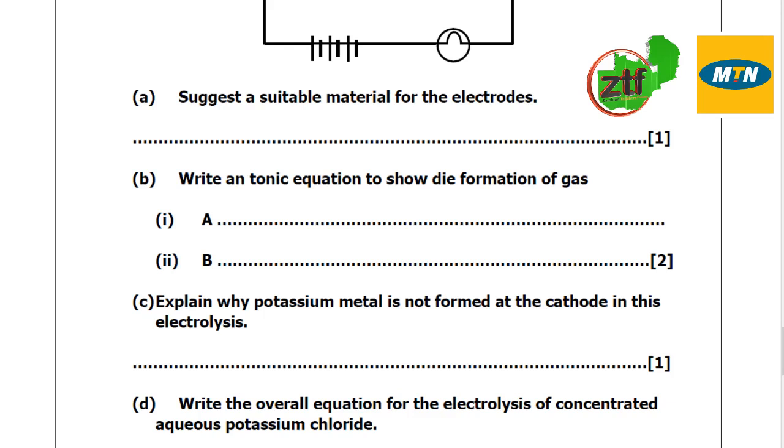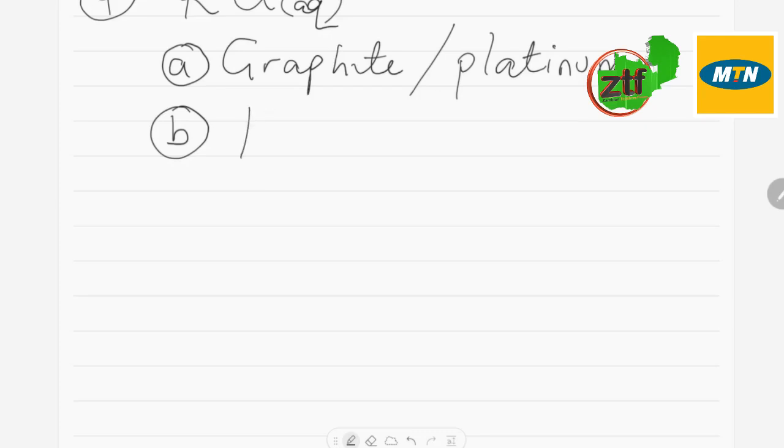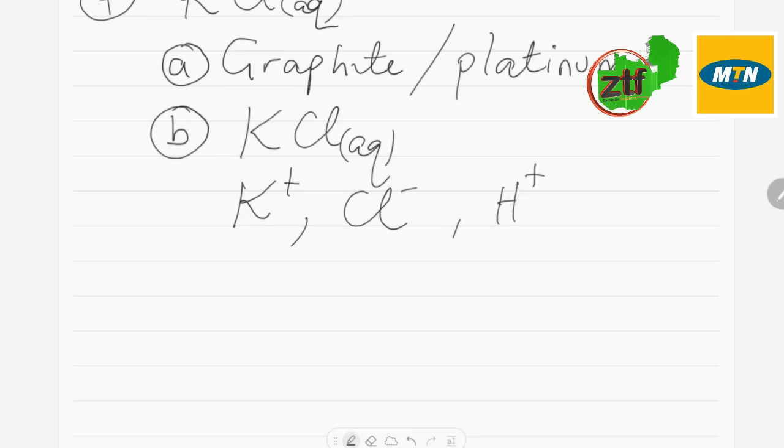So it would be interesting to find out, before we even answer the question, what ions are present in this concentrated potassium chloride. Remember, for concentrated and dilute aqueous solutions like potassium chloride, we're going to have 4 ions. We're going to have potassium ion, and we're also going to have chloride. So this is aqueous, meaning that we also have those ions from water, which are hydrogen ion and hydroxide ion.